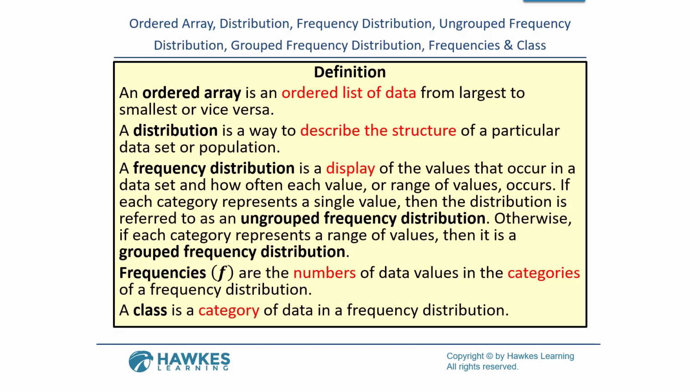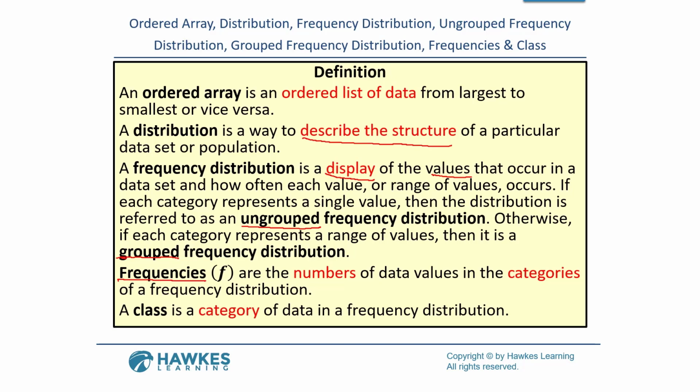Alright, let's go. Just a few comments here. The ordered array is sort of obvious, from largest to smallest or vice versa. The distribution is just showing what the data looks like. The frequency distribution is a display of those values. In other words, we're telling a story to someone else. As I just mentioned, we've got ungrouped ones, where we don't have classes that go from something to something, and a grouped one, where it's like 0 up to, but not including 50, if you remember the previous slide.